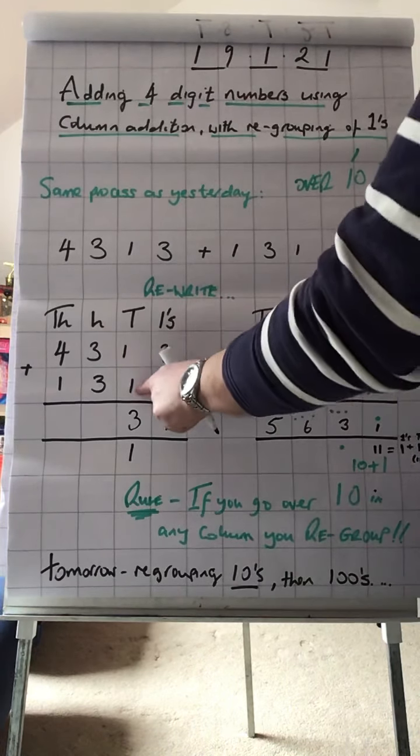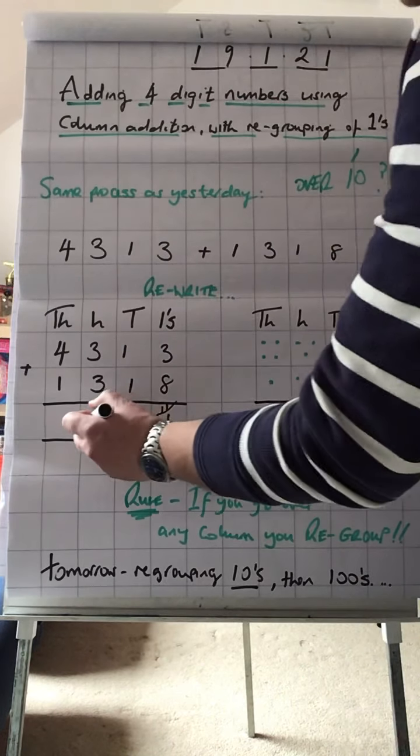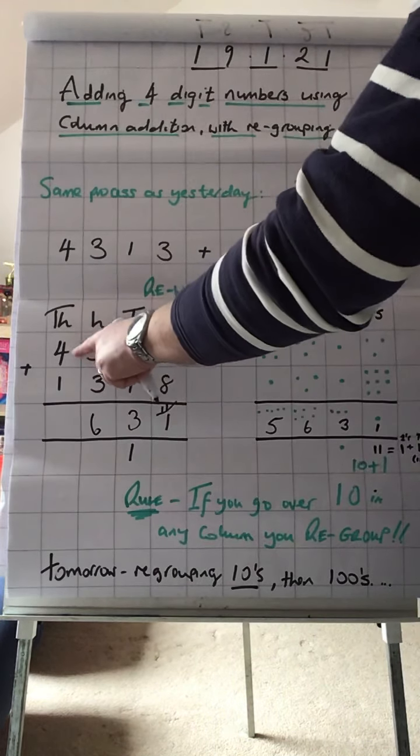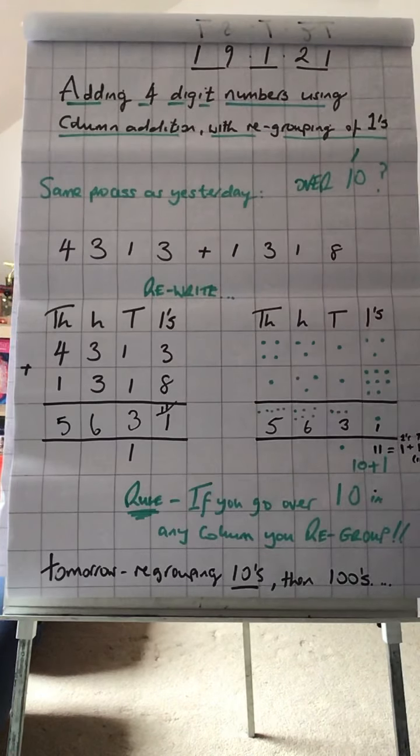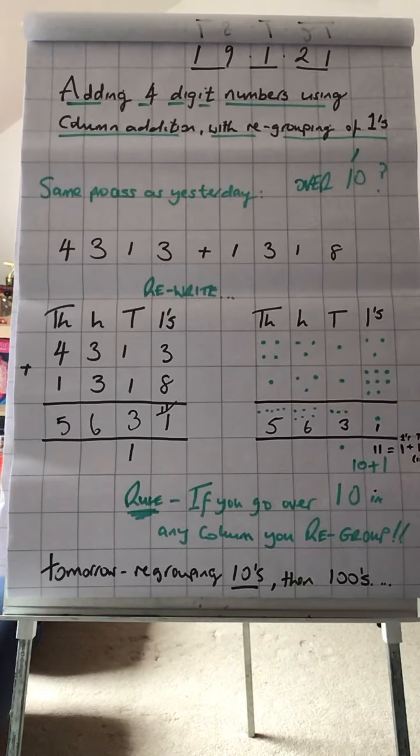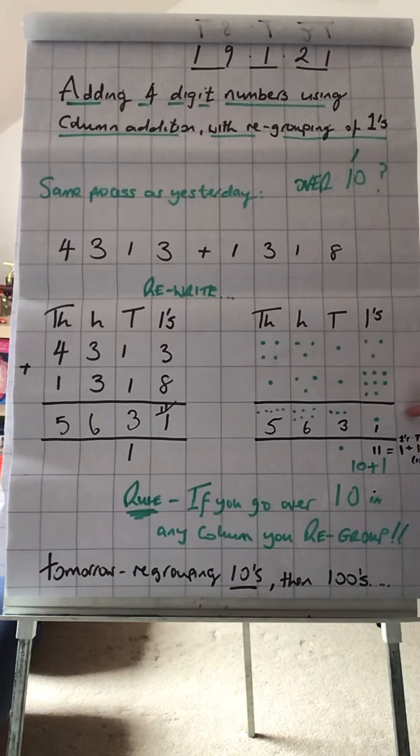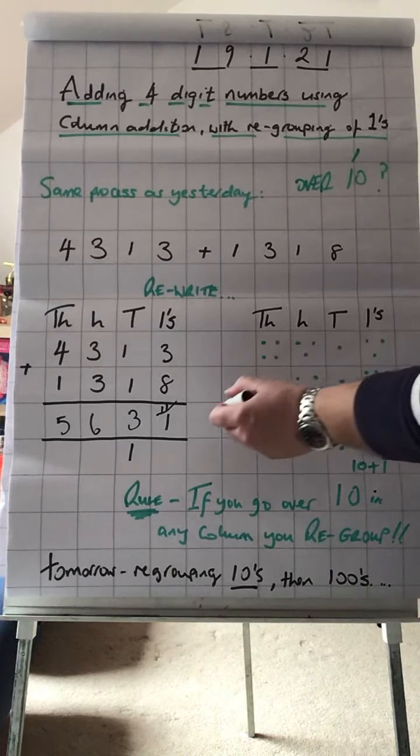So it's now 1, 2, and 3, so 3 tens. In the hundreds column, it's 3 add 3, which is 6. And in my thousands column, it's 4 add 1, which is 5. So the answer to this question, when we regroup the ones column and turn it into a column addition sum, is 5,631. And if we check it with our visual answer, it's 5,631. So I know it is right.